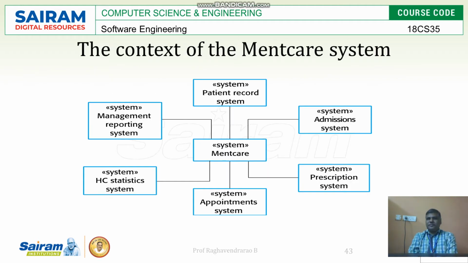Here in the Mentcare system, this is basically how the context works and what it is for. In the Mentcare system, this is the main program, and all things are communicated through it. First is the management reporting system, then the patient record system, admissions system, prescription system, appointment system, and HC statistics system. Now you see one program, the main system, Mentcare, but there are so many other contexts of the Mentcare system present here. All these work individually and also work combined.